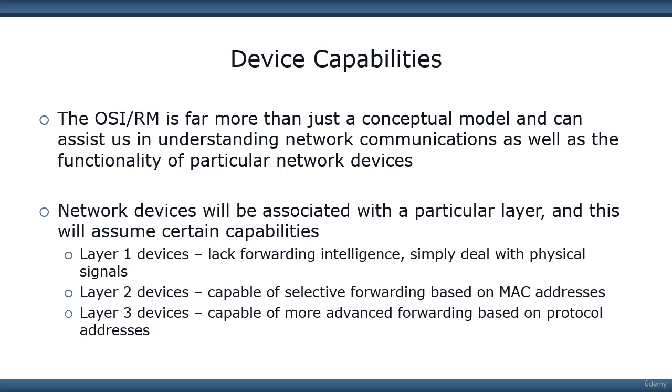Layer 3 devices are capable of even more advanced forwarding because that's going to be based on the protocol addresses. Okay, so that's the network layer or the internet layer in TCP/IP, and it's going to forward traffic based on IP addresses. All right, so hopefully you see how the OSI reference model determines the purpose and capability of that device.